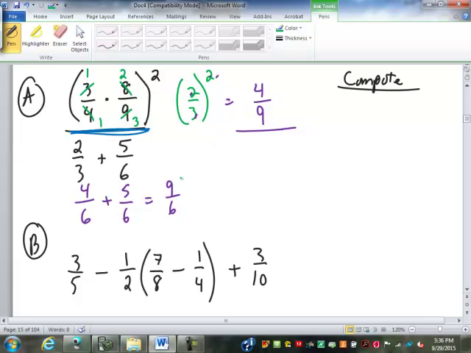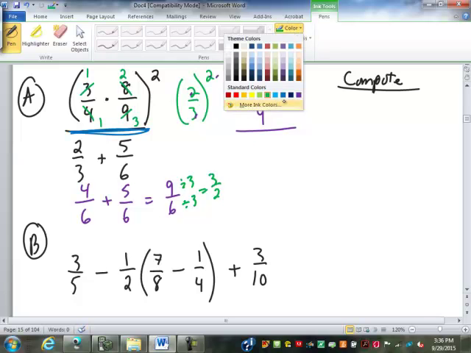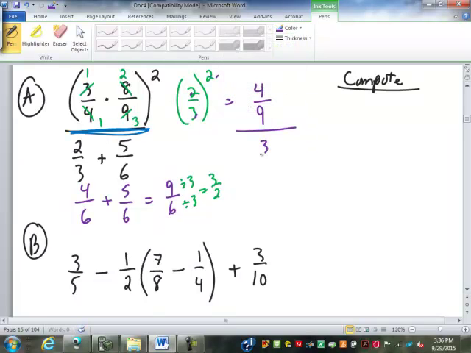Both 9 and 6 can be divided by 3 to give me 3/2. Now I could reduce that to 1.5, but I don't want to at this point. The reason being is I know that my next step is going to be to divide, and when I divide, I need it as an improper fraction anyway. 4/9 over 3/2 is 4/9 divided by 3/2.